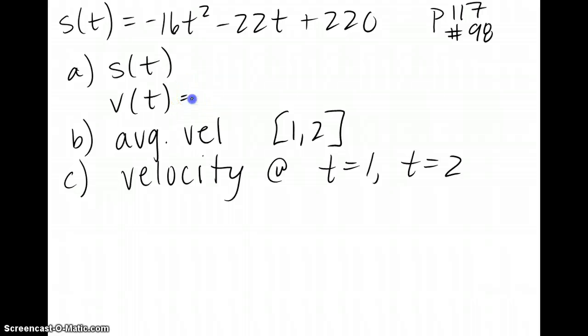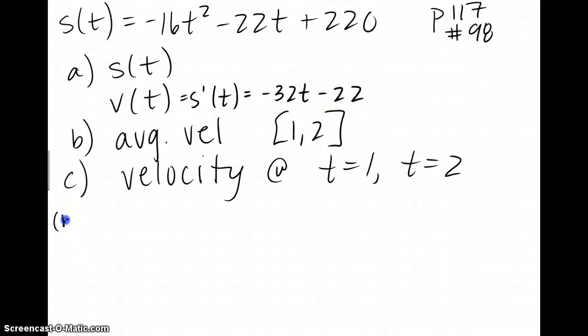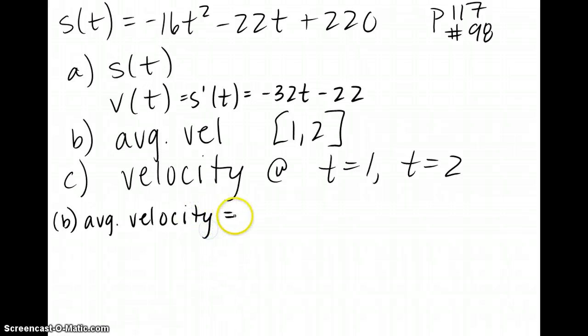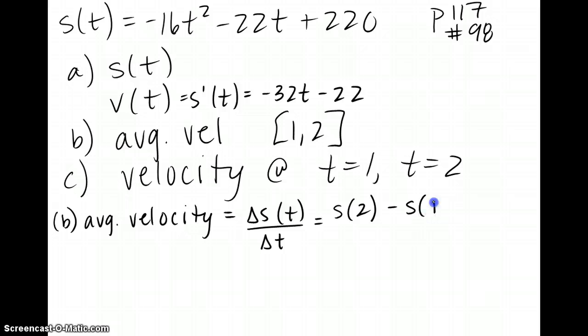The velocity is the first derivative of the position function, negative 32t minus 22. The average velocity, that's the change in the position over the change in time. So you would find the position at 2 seconds, find the position at 1 second, and then divide by 2 minus 1. In the essence of time, you can do that problem.